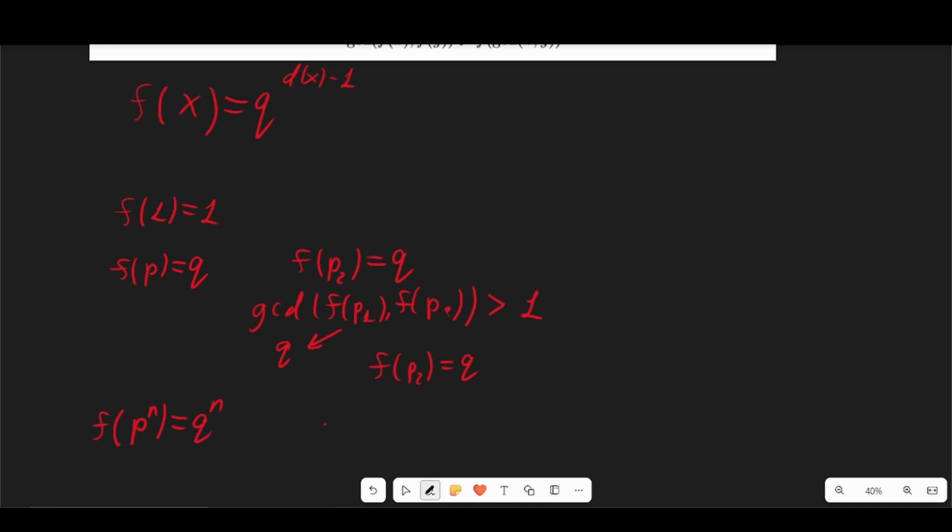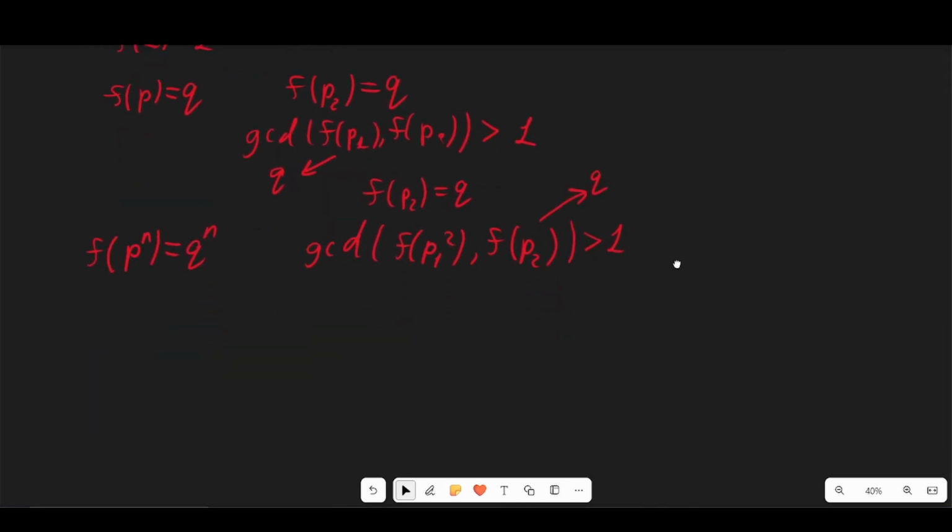At first, notice that GCD of f(p1 squared) and f(p2) must be greater than 1. But we know that this is q. So f(p1 squared) is also a multiple of q. So we get that f of p1 squared is divisible by q. But we know that p1 squared has just 3 divisors, so this means that f(p1 squared) must be q squared.